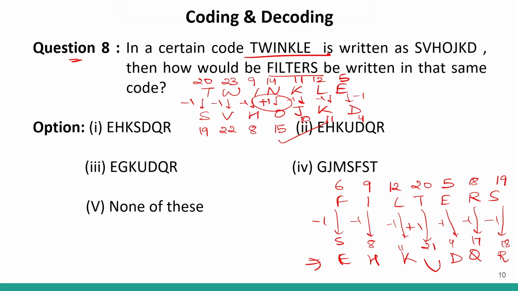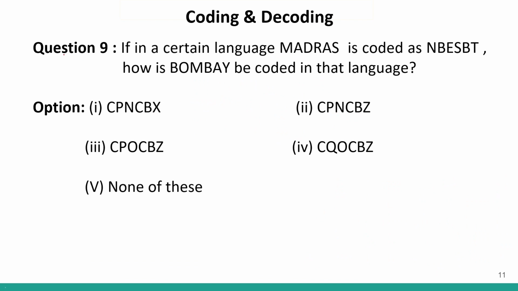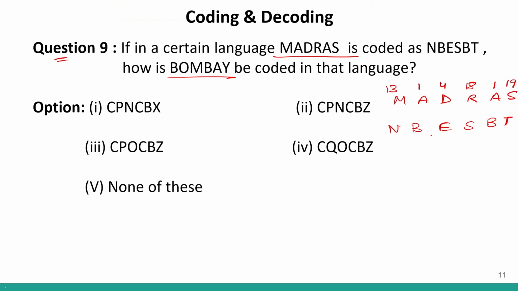Clear? Moving on to question number 9. Certain code language, Madras is written like this. We have to find the code for Bombay. So for Madras, I'll write M-A-D-R-A-S. It is coded as N-B-E-S-B-T. This is 13, this is 1, this is 4, this is 18, this is 1 and this is 19. Over here the forward ranks are 14, 2, 5, 19, 2 and 20.